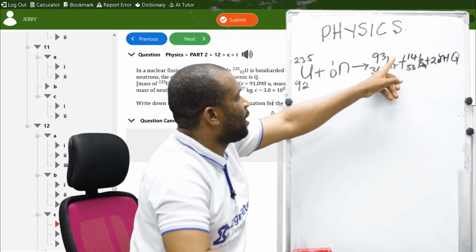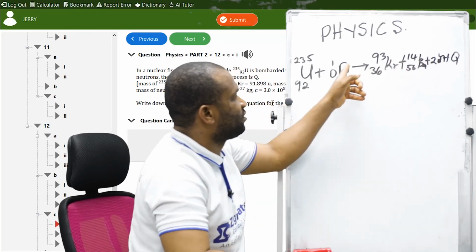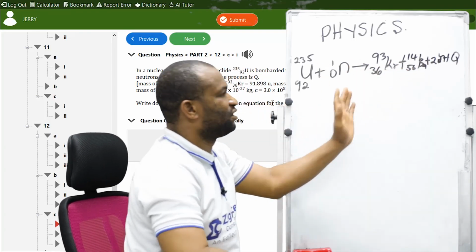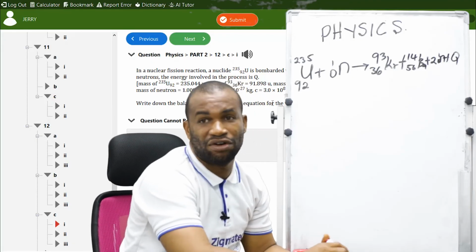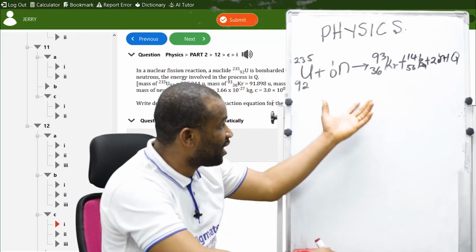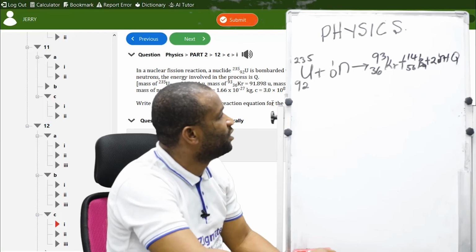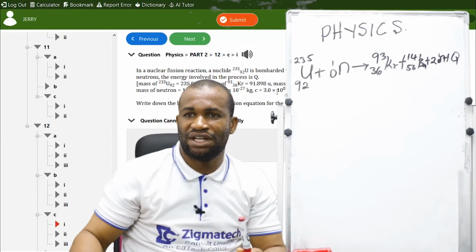So the total atomic mass must be balanced for the two sides of the reaction. That was why I told you in physics, you must always have the law of conservation of energy. It is applied here. Okay, so that is the equation we are asked to write.